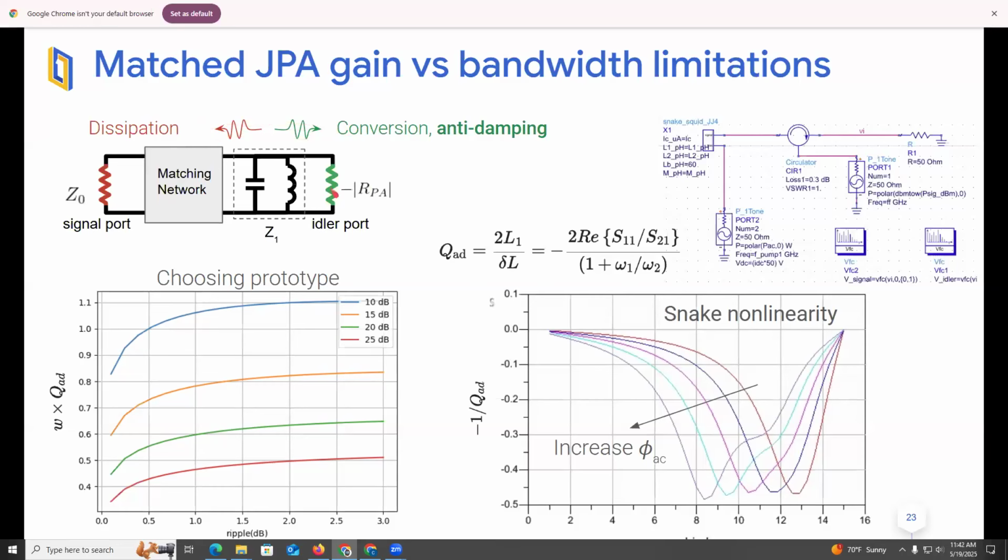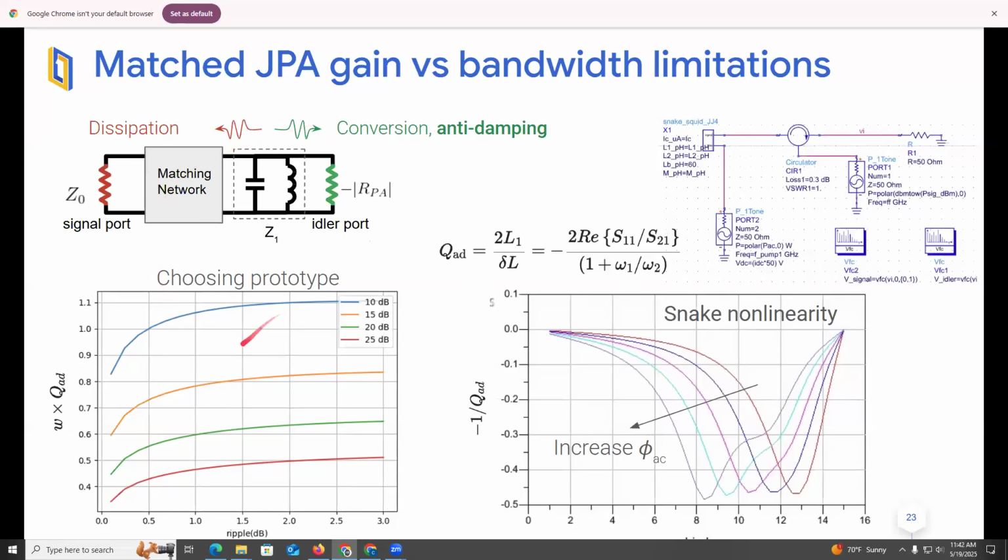But cool, so we have a negative resistance. We can think about this as a negative Q or an anti-damping kind of parameter. We understand how to set that value so that we can get the gain that we want. And the question is, does a nonlinear circuit like a SQUID or a SQUID array have any limitations on how much gain we can get or how much bandwidth we can get?